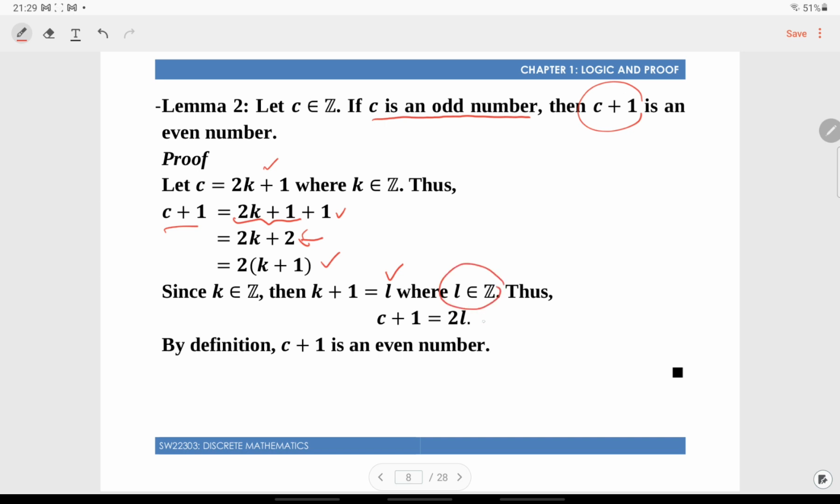The c plus 1 can be rewritten as 2L. Based on the definition of even and odd numbers, any number that can be represented by 2L, where L is an integer, is considered an even number. So we have shown that c plus 1 is an even number. That is the end of the proof of the lemma.